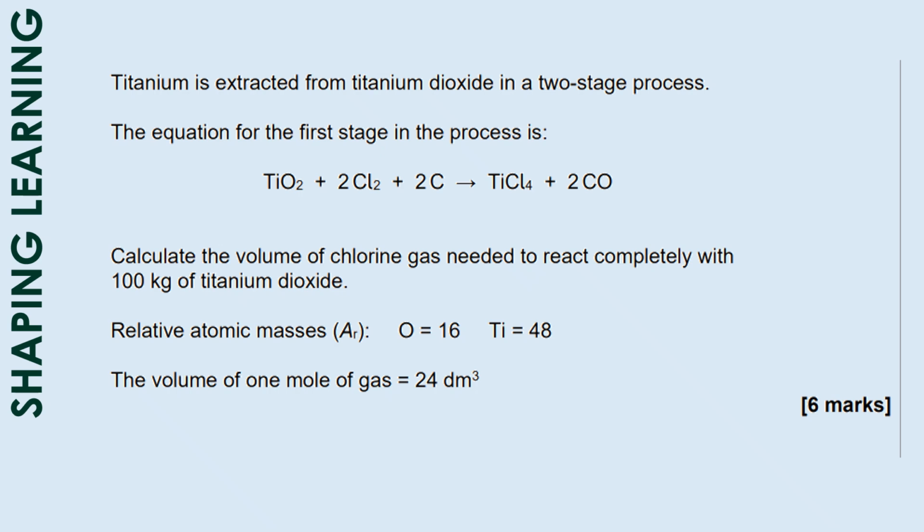Okay, so let's look at this question now. It's a bit more in depth because we haven't been given a number of moles. It says titanium is extracted from titanium dioxide in a two-stage process. Here's the equation, and I've got to calculate the volume of chlorine gas needed to react completely with 100 kilograms of titanium dioxide, being given some relative masses, and I've got 1 mole of gas takes up 24 decimetres cubed of space. You never have to remember that number.